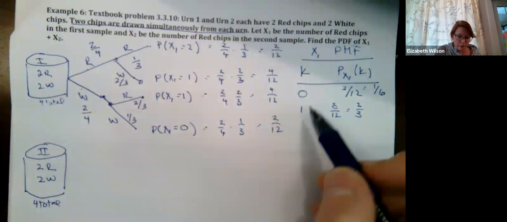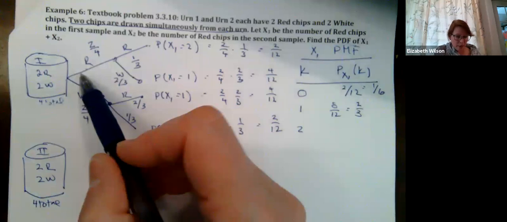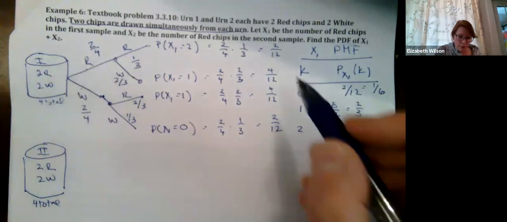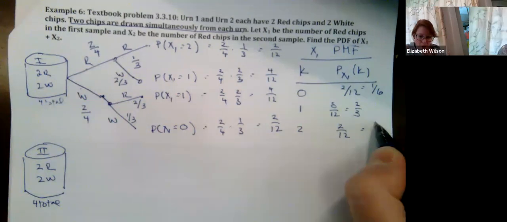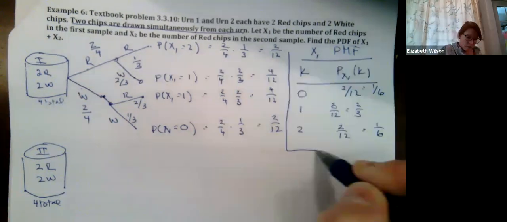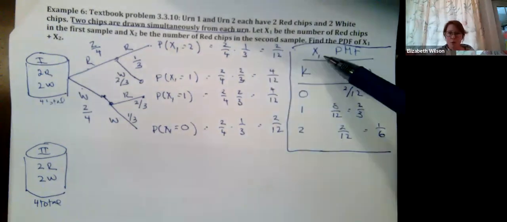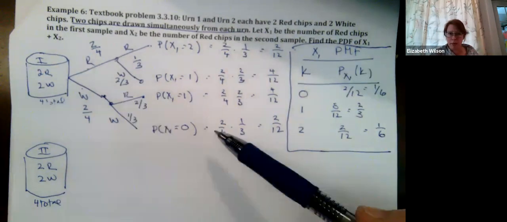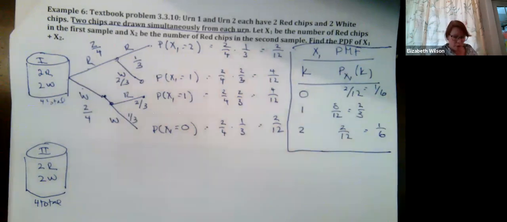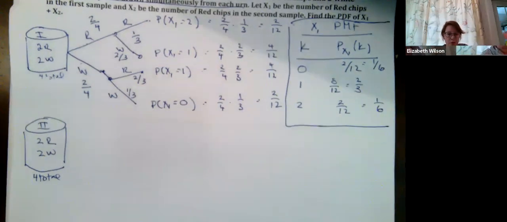Now my last possibility is that I could get 2 red chips. That would happen along this path right here. So the probability of k equal to 2 is 2/12, which I'll simplify now to 1/6. So here's our probability mass function for our x1 random variable. That says how many red chips we are getting out of the first bucket. It's going to be similar to what happens with bucket 2, but let's go ahead and add it up because we want to have them in mind so we can create the probability mass function for the sum of x1 and x2.